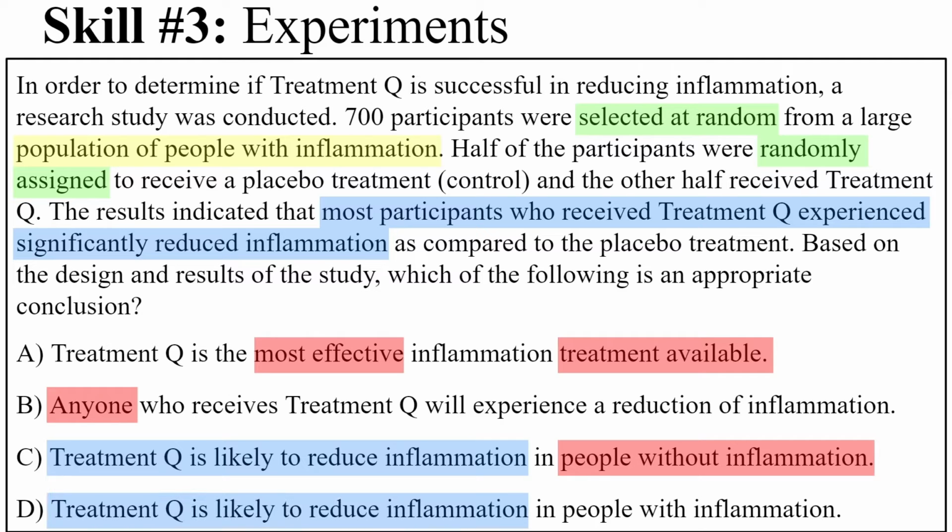So it's got to be D. Treatment Q is likely to reduce inflammation. That's the conclusion the results found. And the population we're going to extrapolate that to is all people with inflammation, which is in answer choice D. So that's our answer.